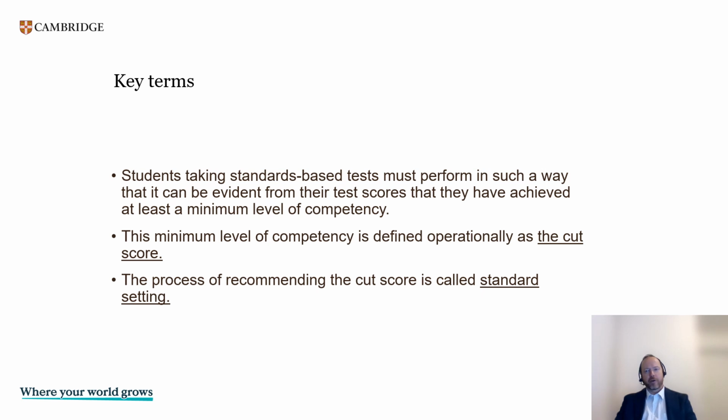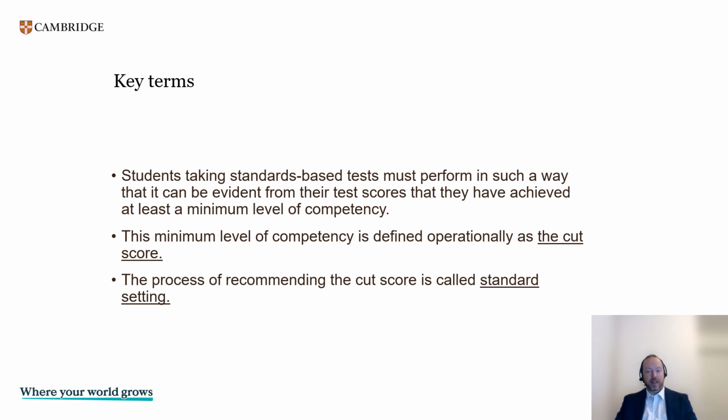Here are some key terms from standard setting. An important concept, which we will discuss in more detail in a minute, is that of minimal competence. This minimum level of competency is defined operationally as the cut score. Remember the cut score? The level that the exam begins at. So A2 begins, that is the cut score. That is your minimal competence. The process of recommending the cut score is called standard setting.